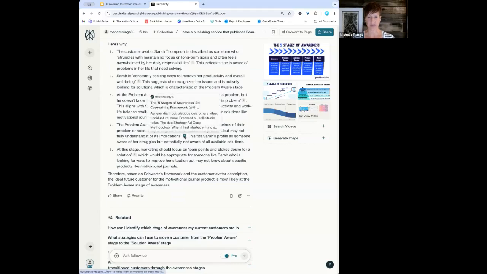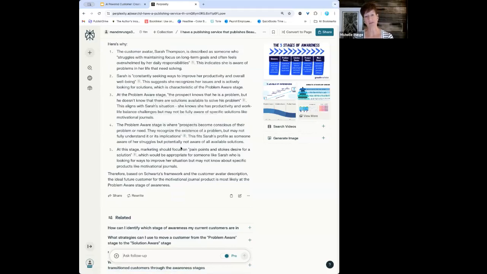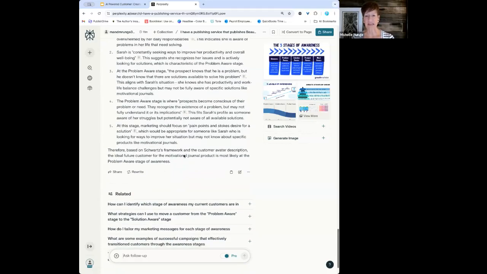So you can do more research at this website as well. This fits Sarah's profile as someone aware of her struggles, but potentially not aware of available solutions. Now, at this stage, and I love this, it tells you marketing should focus on the pain points and stoke the desires for a solution, which would be appropriate for someone like Sarah, who's looking for ways to improve her situation, but may not know about specific products. So, based on this framework and the customer avatar description, the ideal customer for the motivational journal product is likely at the problem aware stage.